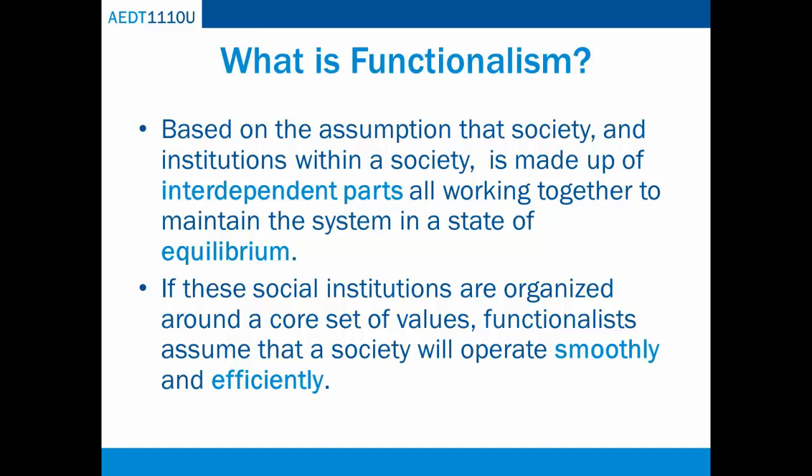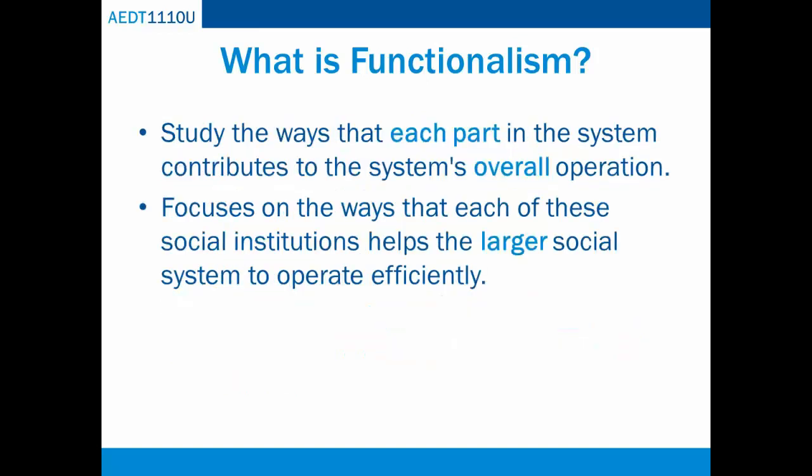If these social institutions are organized around a core set of values, functionalists assume that a society will operate smoothly and efficiently. This approach is similar to the biological functioning of a human body, where each part of the human body plays a role in the total system, and all are dependent on each other for survival. When sociologists use functionalist theory to explain how a social system works, they study the ways that each part in the system contributes to the system's overall operation.